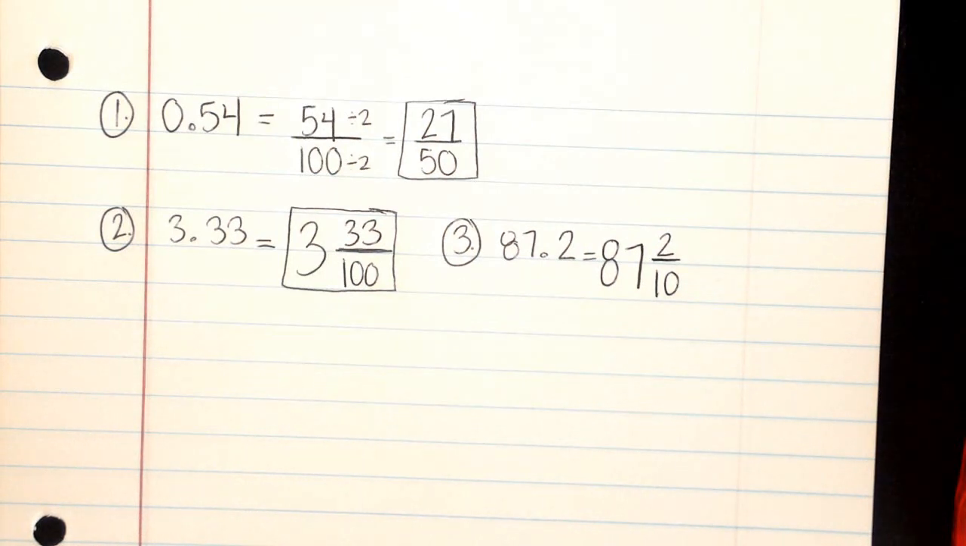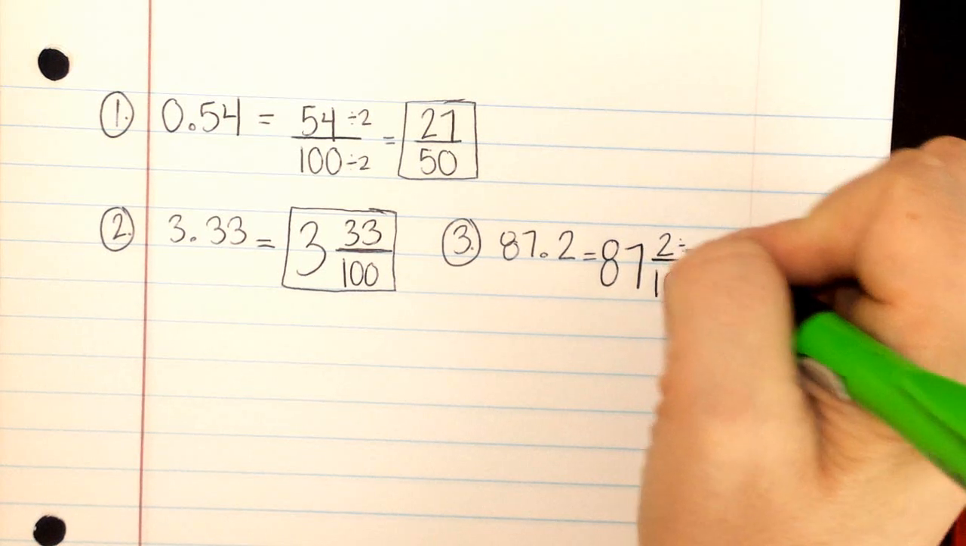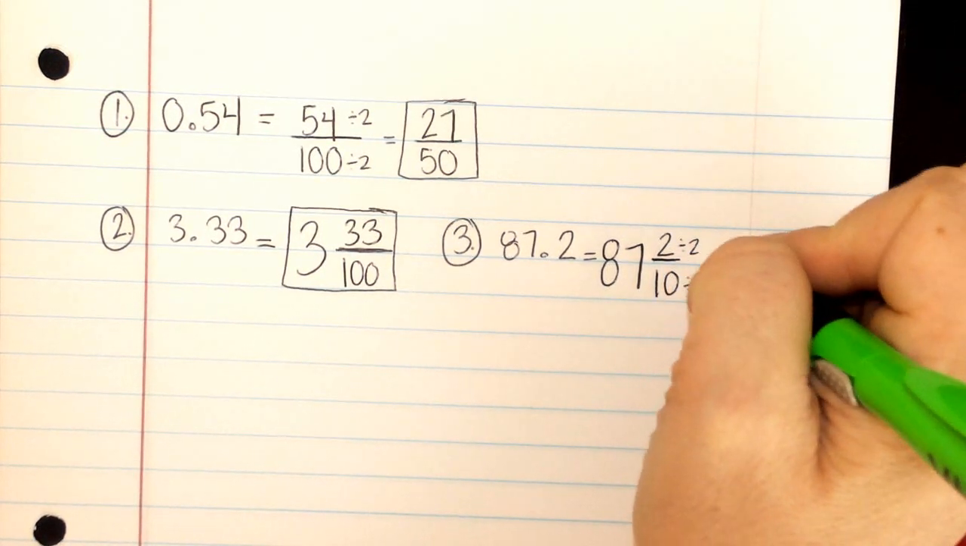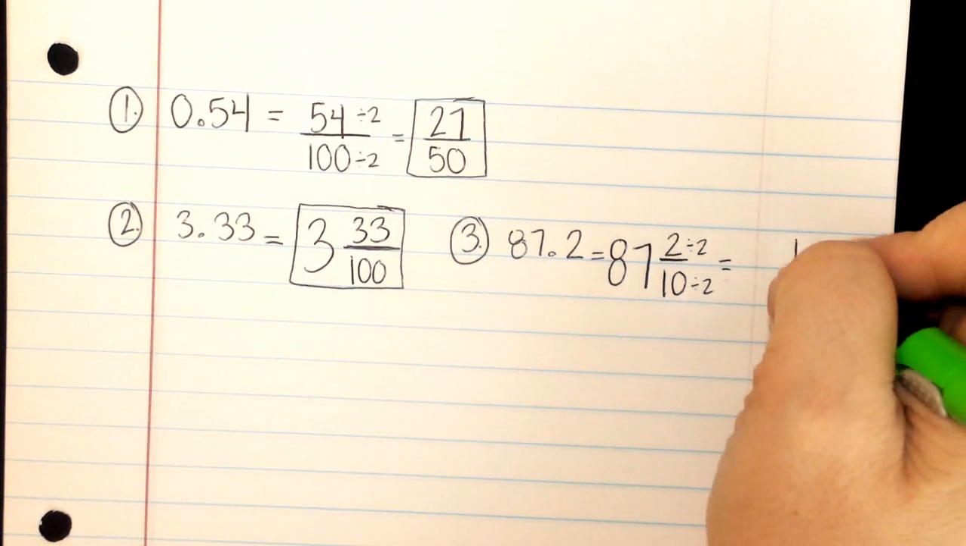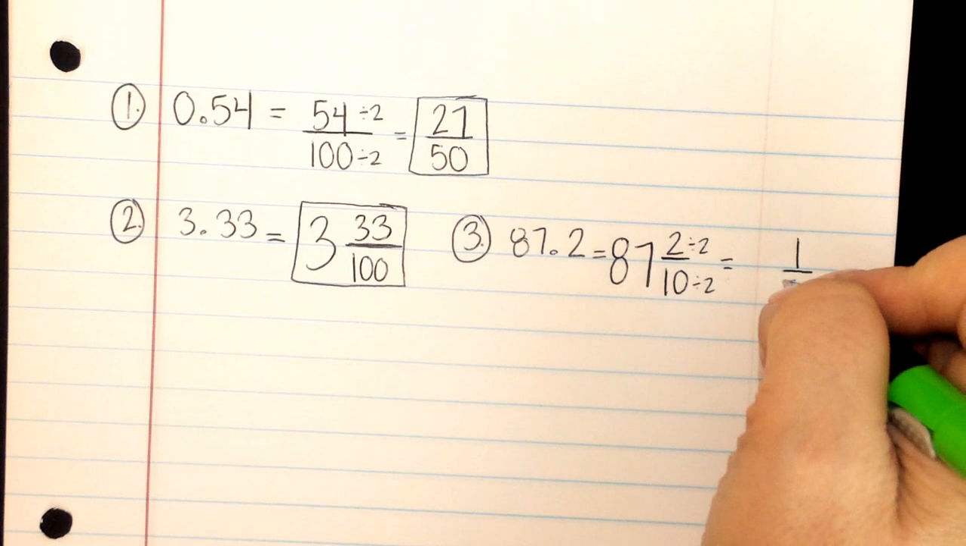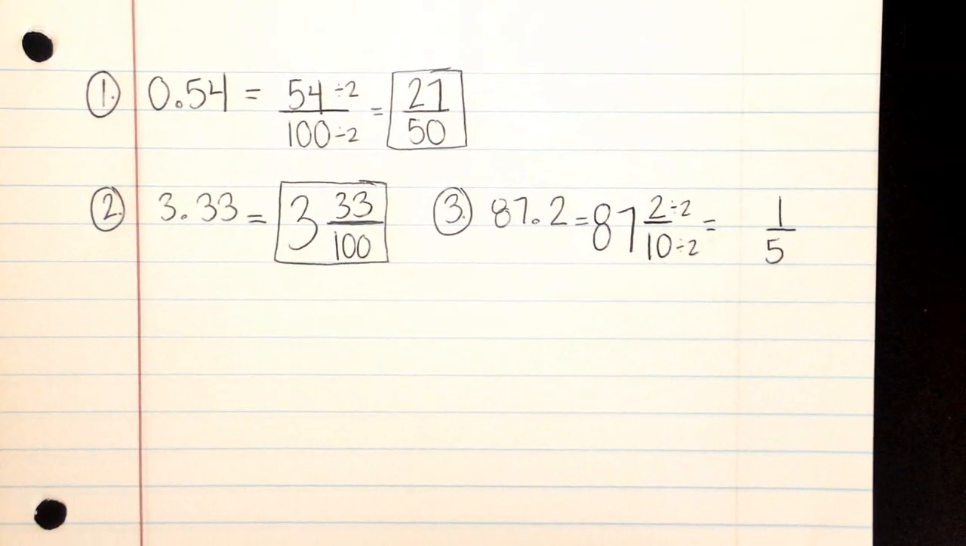All right, can this one simplify? Yes. What number can I use to simplify that? 2. So let's divide those by 2. So 2 divided by 2 is 1. 10 divided by 2 is 5. So my answer is 1/5.